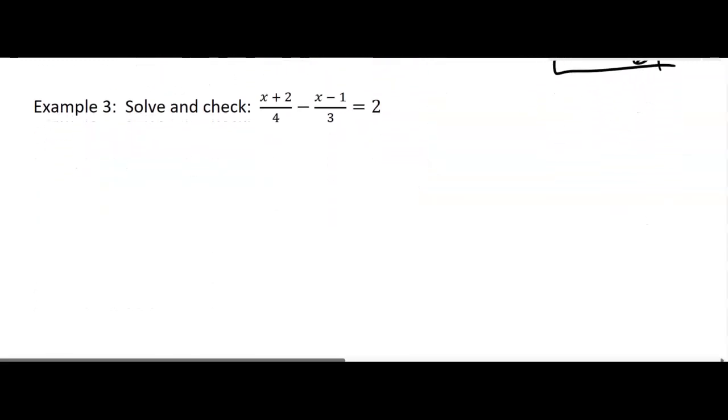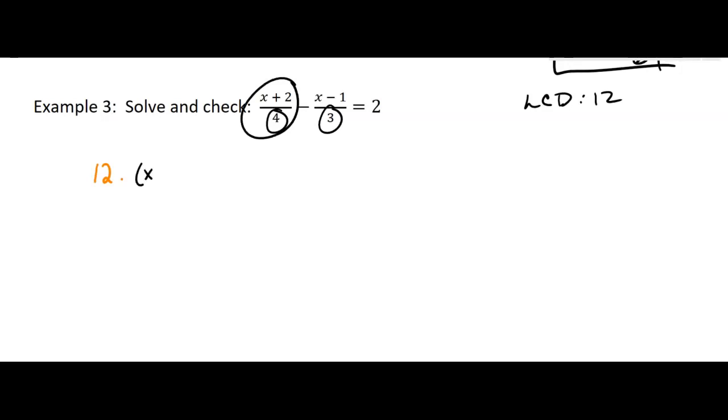So here's another example. Again, this one's got an LCD of 12. And if you want to know how I'm getting that, I'm looking at the 4 and the 3. And what's the smallest number that they'll both go into? It's 12. Okay, so here's how I'm going to write it. I'm going to write 12 times, and then I'm going to write this first term, x plus 2 over 4. Notice I put in the parentheses in the numerator. Okay, that was good. Then it's minus. Why is it minus? Because that's what's there.